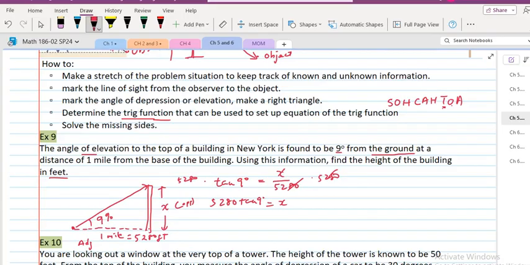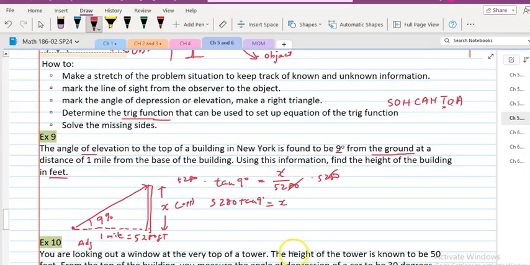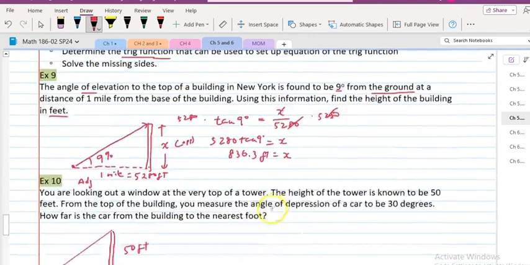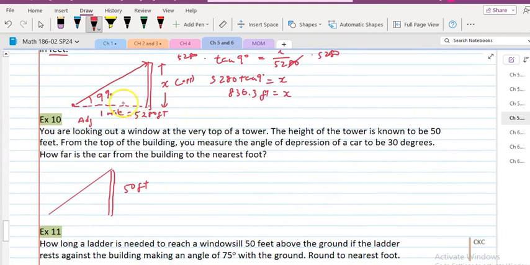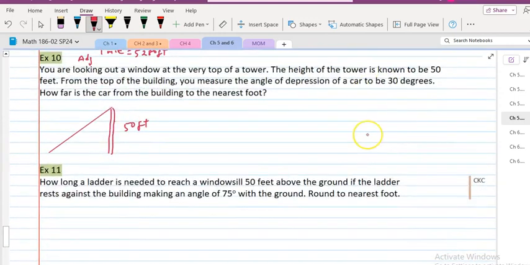So here. So turn on, 5,280 times tangent 9 is 836.3. And this is in feet. That's how it is. So the lesson learned is you always find the angle, you find the two sides, including the one that you don't know, and you look at SOHCAHTOA as to which one would match the two sides that you have.